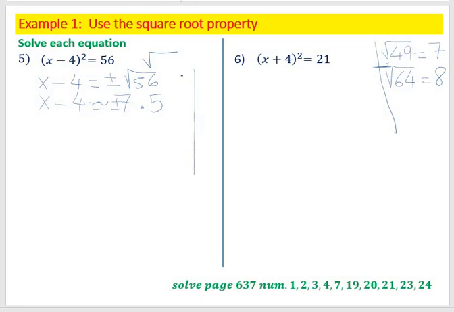We just take our 56 here. 56 can be divided at least by 2. This will give me 28. Divided by 2, this will give me 14. 14 can be divided by 2. This will give me 7. 7 can be divided by 7 only, and this will give me 1.